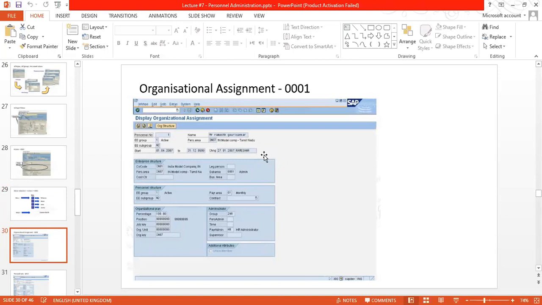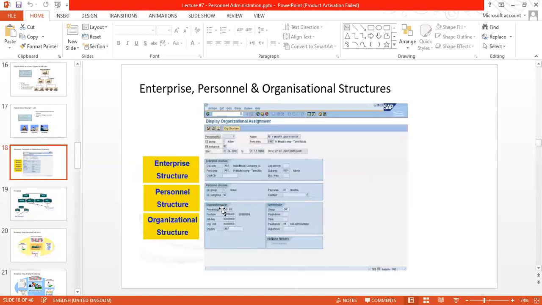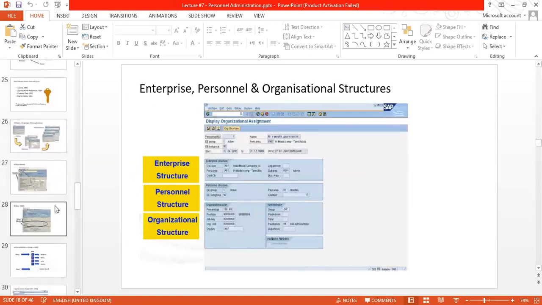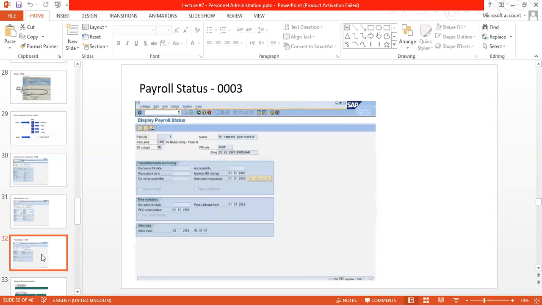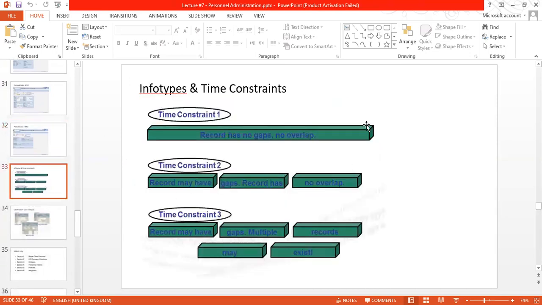So when we're talking about assignments, we've already discussed it: enterprise structure, organizational structure, and the third one was personnel structure. This is basically maintained to keep the employee records. Personal data, name, I've already told you what kind of personal data can go into this. It can be very detailed or very skimmed based on the roles, based on the employee groups, subgroups, employee areas. Payroll status: is it wage, hourly, salaried, or commissioned? When was the payroll run? So now, info types and time constraints.